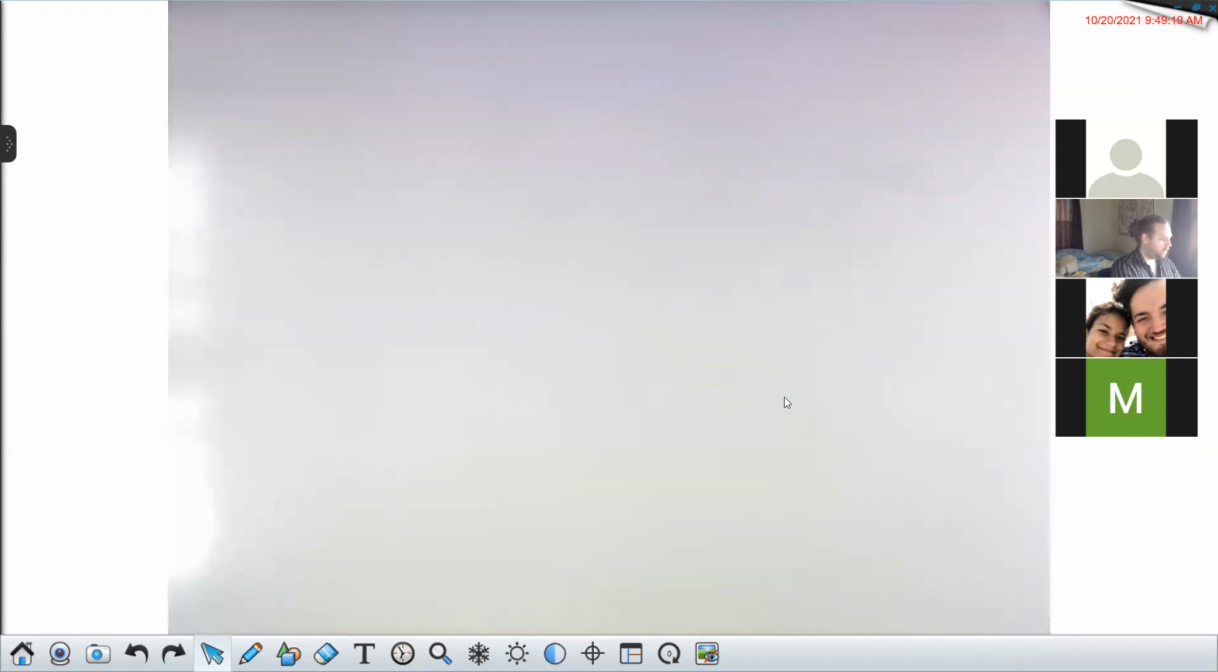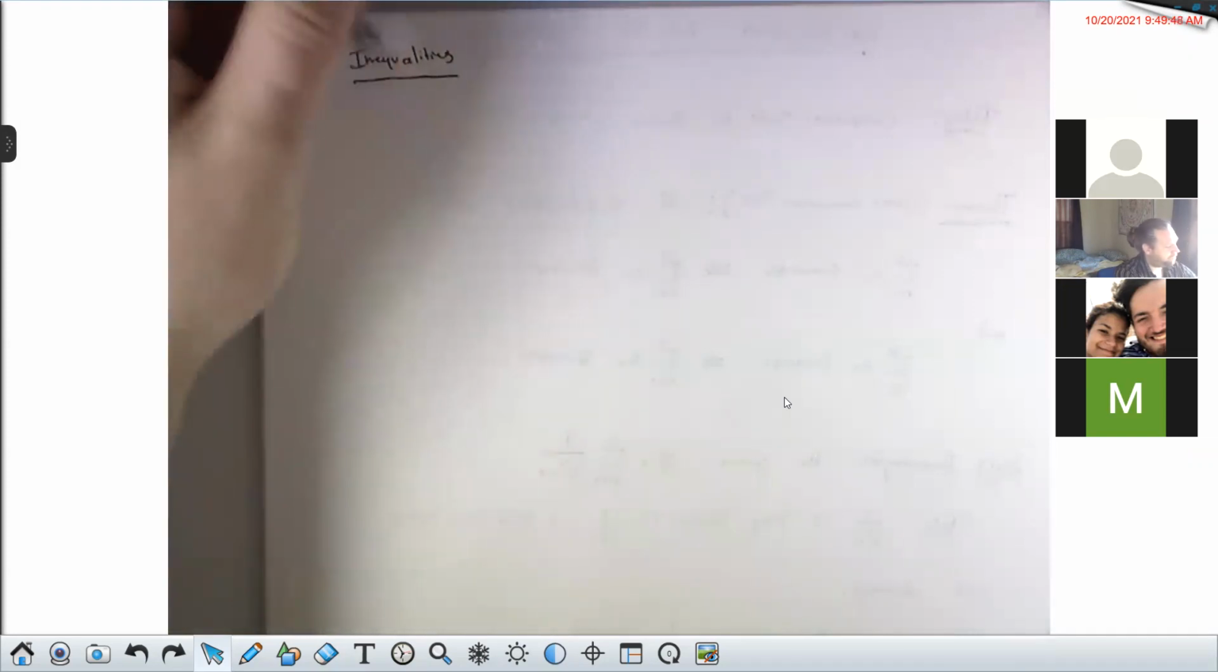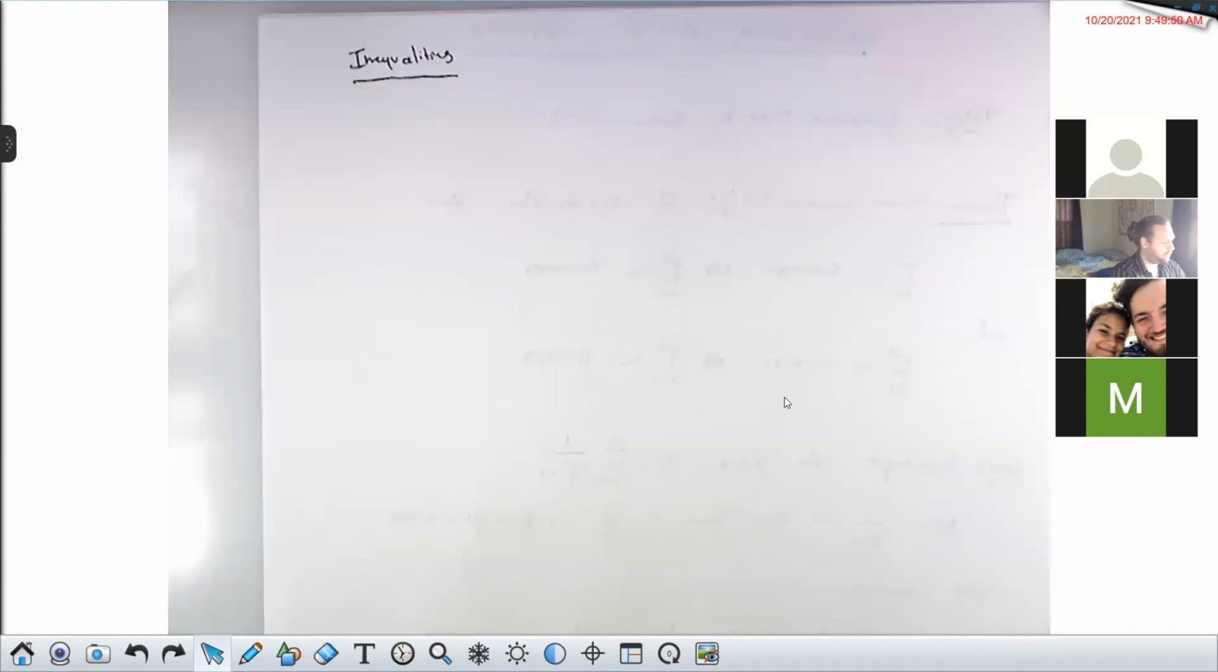When it comes to your exam too, the places where you're going to need these inequalities are the comparison test for improper integrals, the squeeze theorem when talking about sequences, the direct comparison test here for series, and potentially the ratio test and root test. So let's just talk a little bit about inequalities. Some facts.